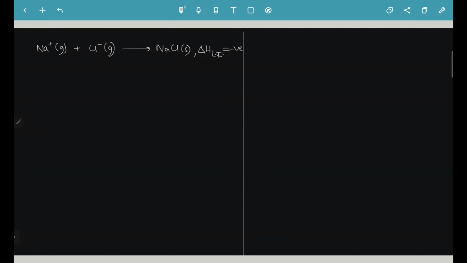The magnitude of lattice energy will be the same. In terms of formation of a lattice, delta H LE will have a negative value. In terms of breaking of a lattice, delta H LE will have a positive value. ठीक है, आ रहा समझ में?